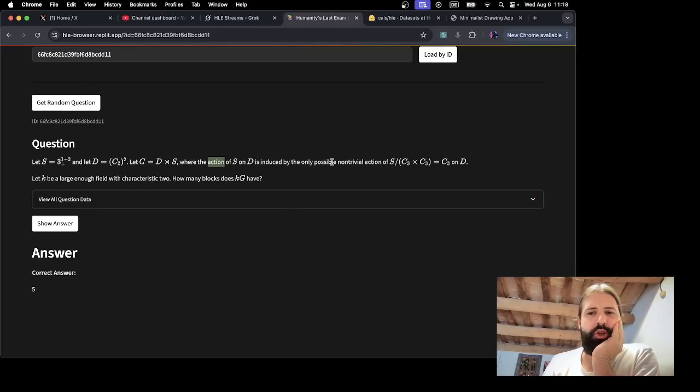But then there's a relation to the only possible non-trivial action in D. And so it's asking, let K be a large enough field with characteristic 2. How many blocks does KG have? So it's asking us about G, right? The first part of the question is defining S, D, and G. And the question is actually about a property of G.